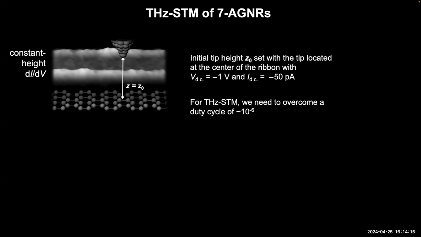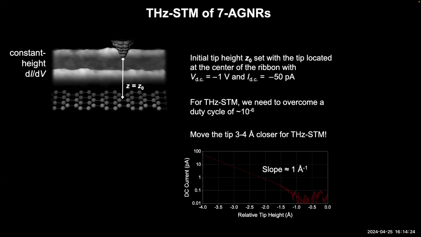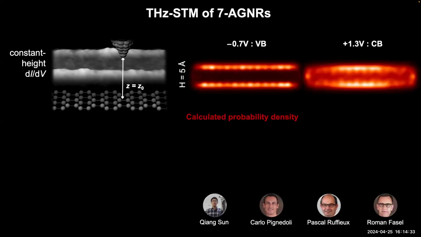So the trick then is, remember, if you move the tip closer by 1 angstrom, you get 1 order of magnitude higher current. That means 1 order of magnitude higher tunneling probability. So what we do is we move the tip closer. I'm sorry you can't see this graph. It's a line on a log-linear plot. The point being, we move the tip closer for terahertz STM measurements.